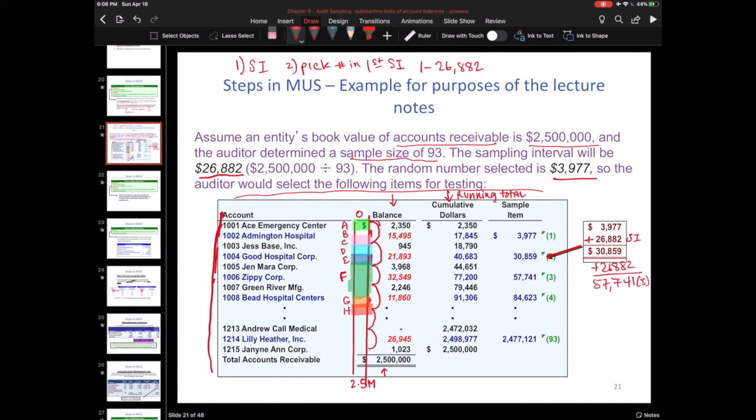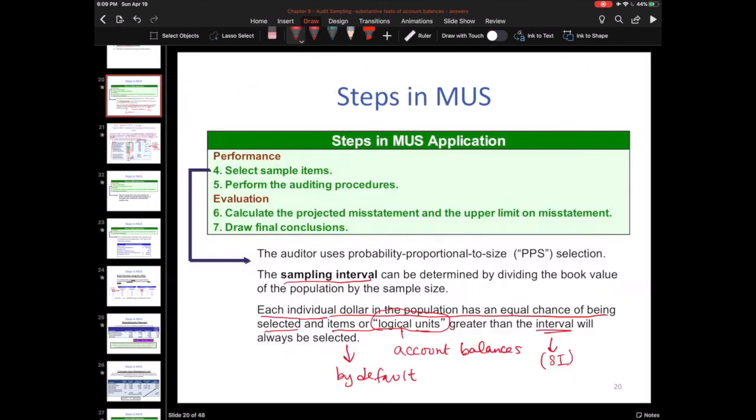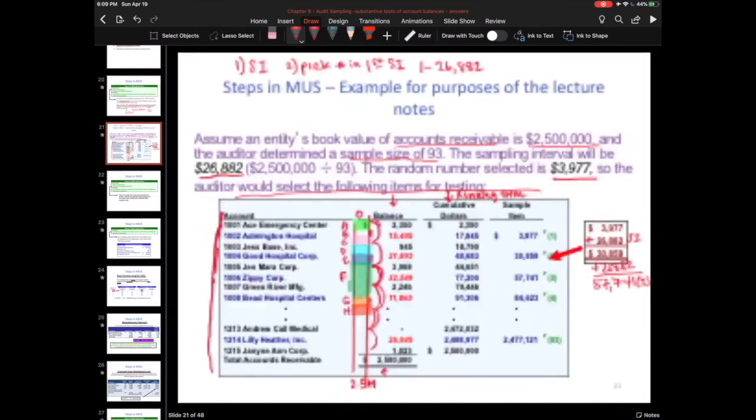He's bigger than the sampling interval, so because the sampling interval is just going down one notch at a time, it is going to land on customer F by default. There's no way out but through customer F, right? So customer F is absolutely going to be selected. And this will happen anytime you have a customer balance or logical unit, right? I say logical unit because you're not always going to be testing AR. So whenever you have an account balance bigger than your sampling interval, this will happen. So by default, those items are going to be selected.